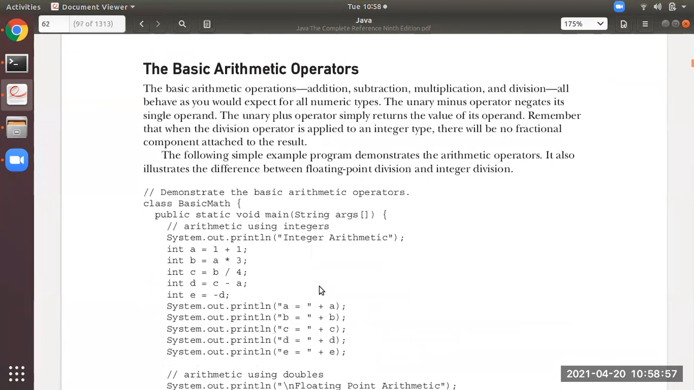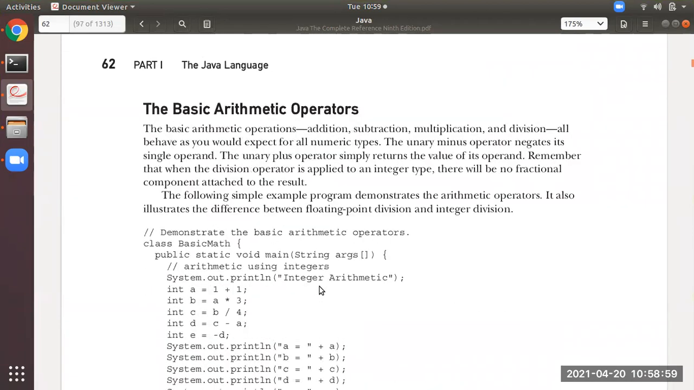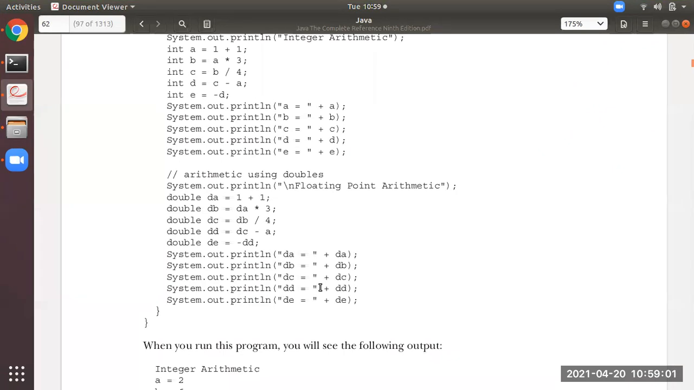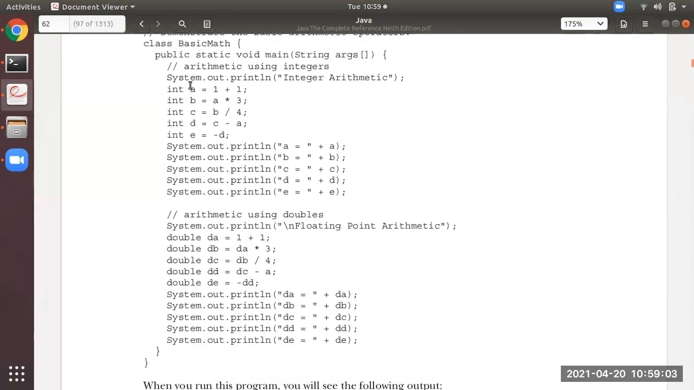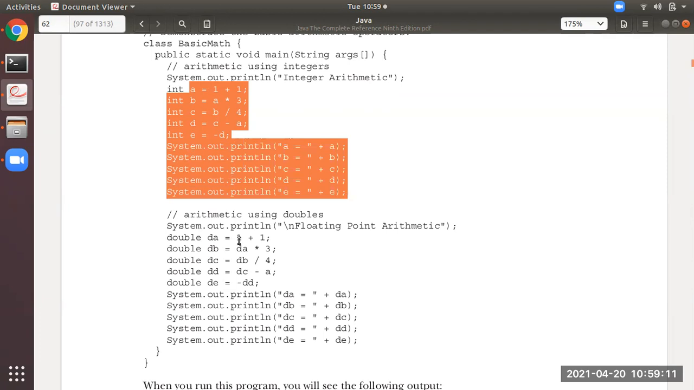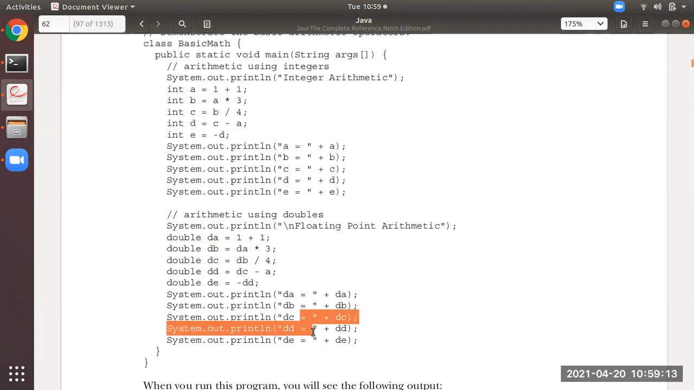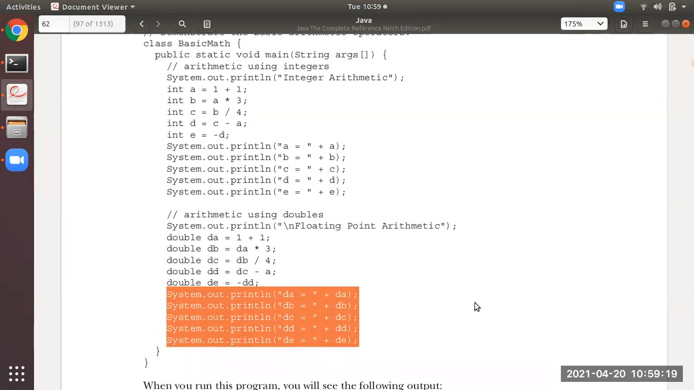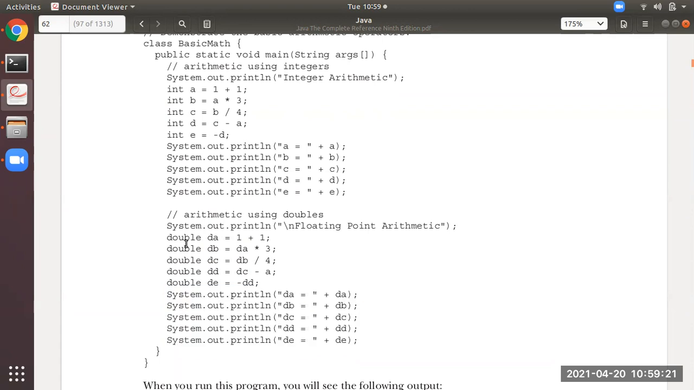Okay, so you all see this. This is a simple program. What is happening over here? I'll just explain about this part. Then this part is the same thing. But remember, what will this part display? It will display the values with decimal. Why? Because the data type is double over here. Whereas here it will display without decimal.